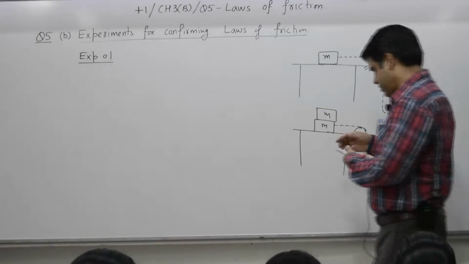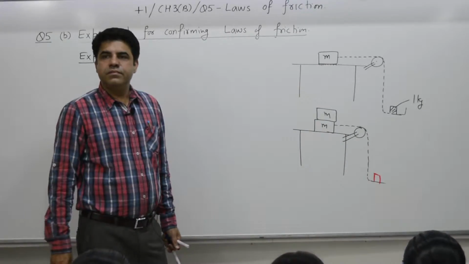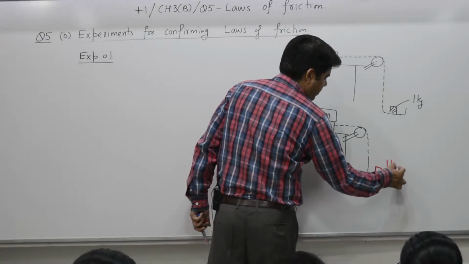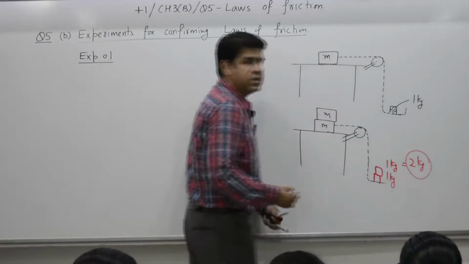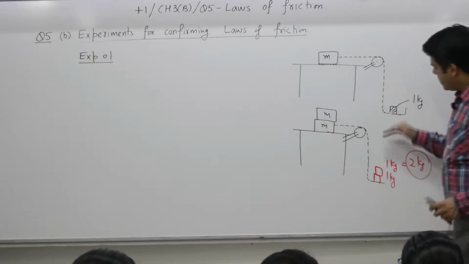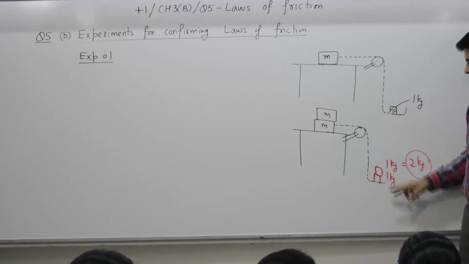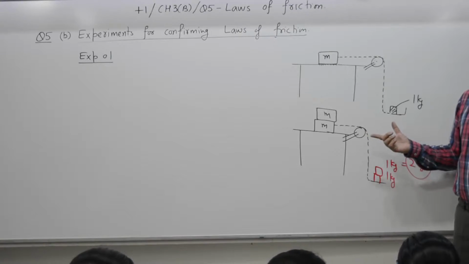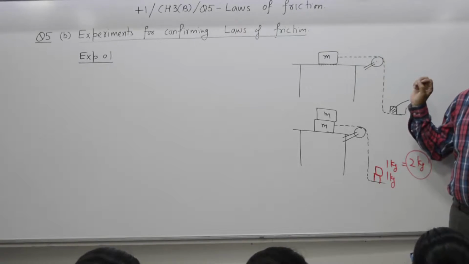Let us see. Try. One part, 1 kg. No movement. More effort is required. Place one more, 1 kg more. 1 kg plus 1 kg. It is 2 kg, a 2 kilogram weight effort. What was the effort here? 1 kilogram weight was sufficient to move it. Now the effort required as per the experiment comes out to be 2 kilogram weight. That means friction in the second case is 2 times the first case.